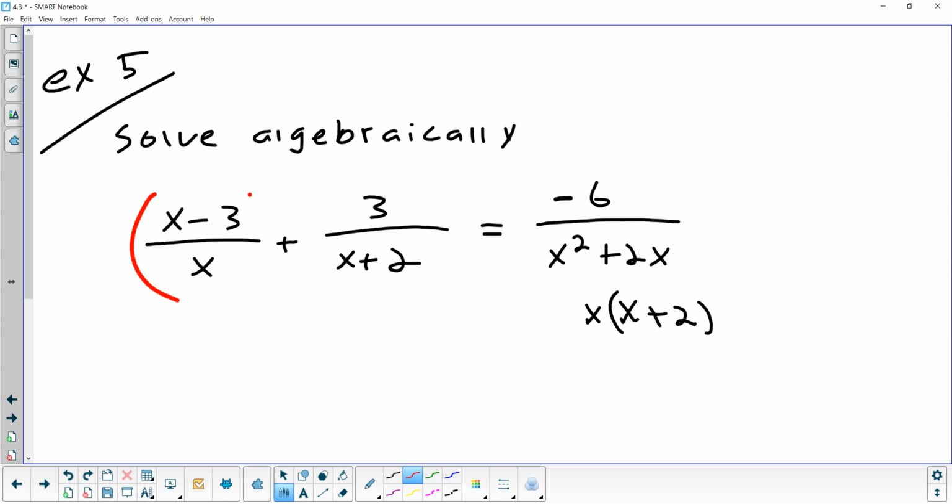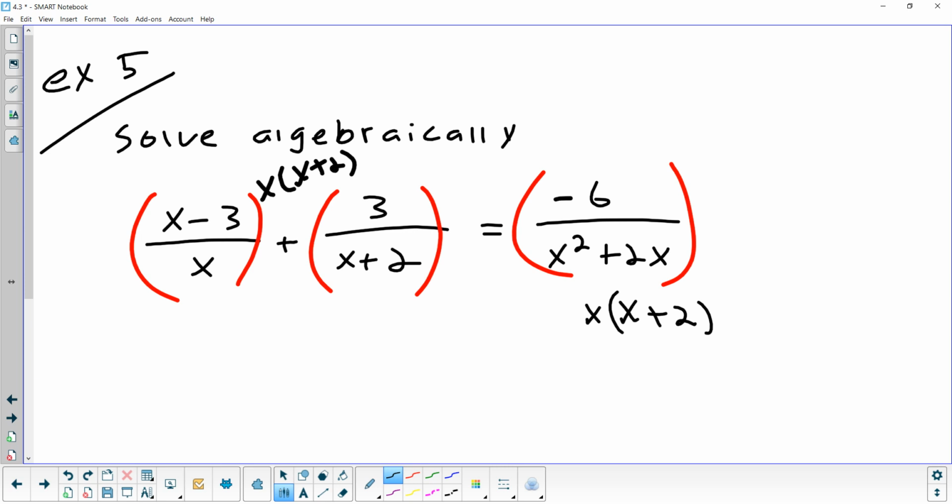So, now, can anybody tell me what we would multiply all 3 of those by to eliminate all my denominators? Yep. X plus 2. So x plus 2, x plus 2, x plus 2.